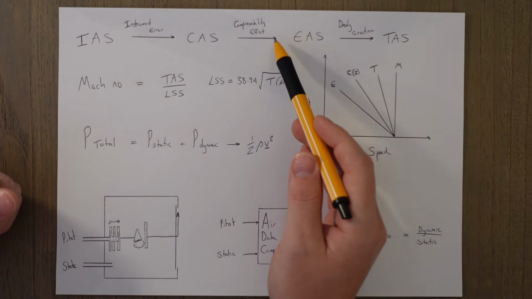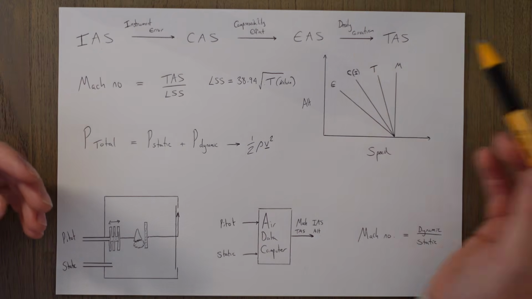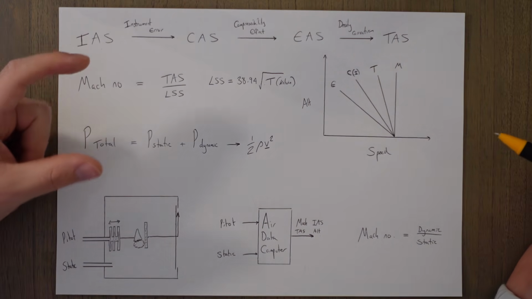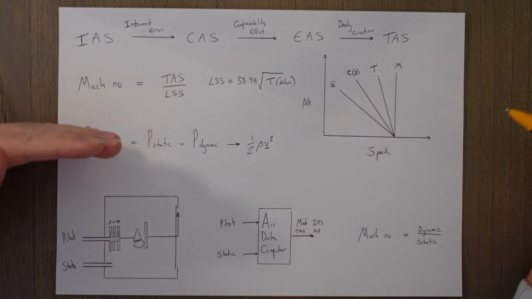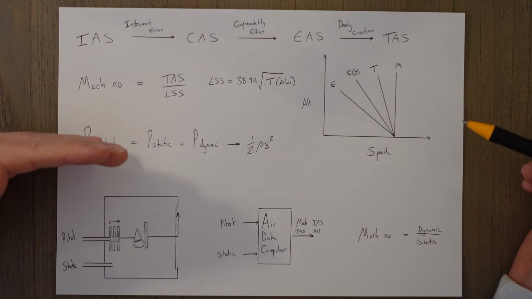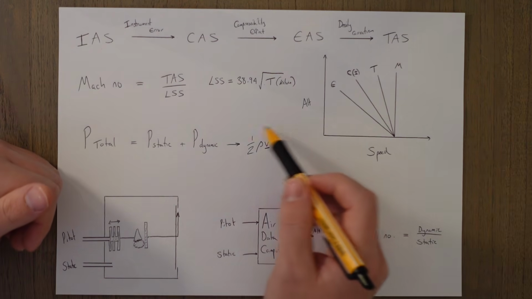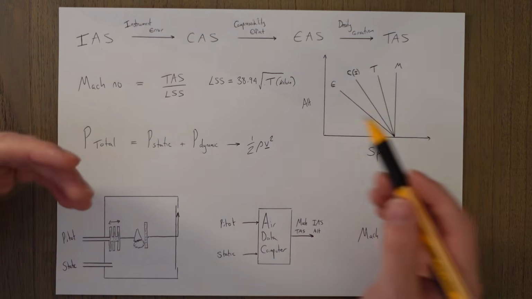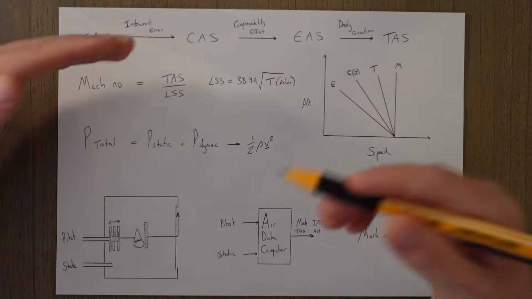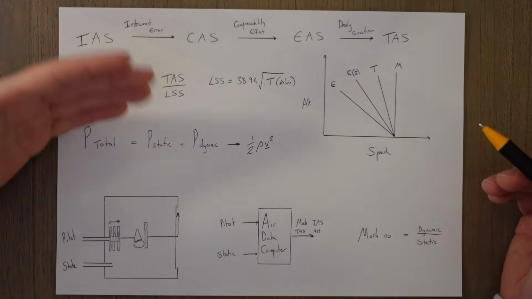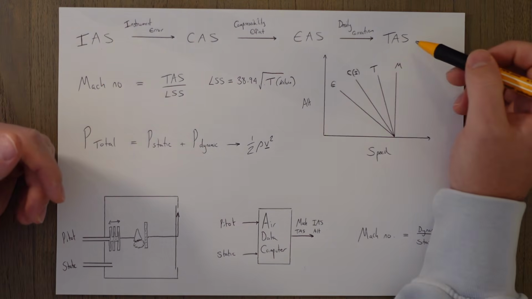If you then correct again for the density error, because the instrument will be calibrated for a certain density, you're not always flying at that certain density. And if you look at this equation, you can see that the density plays a role. The dynamic pressure varies with density. So if you correct for a new density for the actual altitude you're at, then you get the true airspeed.